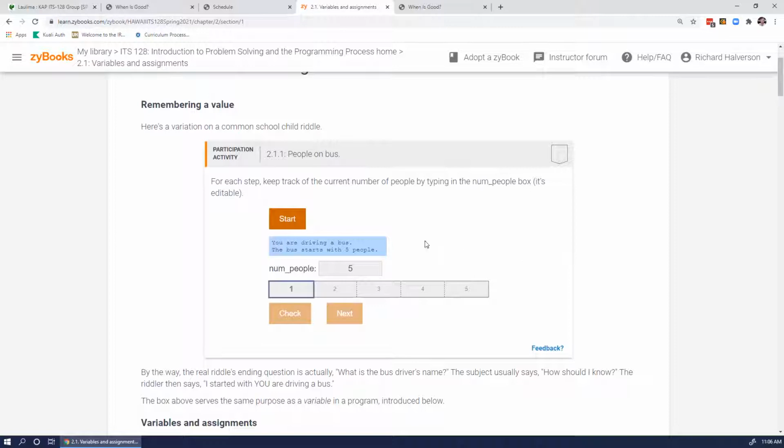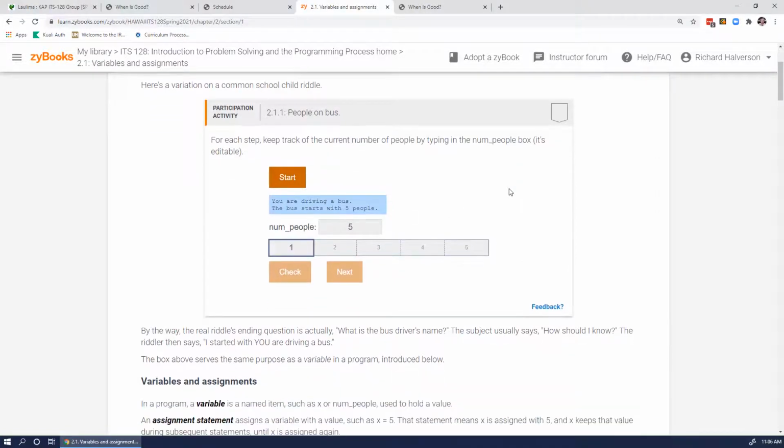Here, let's see, the people on a bus. For each step, track through the number of people, typing in the number of people. Okay, so this is the concept of a variable. The variable has a name. The variable name is called num_people. It's got a little container associated with it that can store, it looks like, a number. So it's a variable that looks like it can store integers, and maybe not numbers with decimal points.